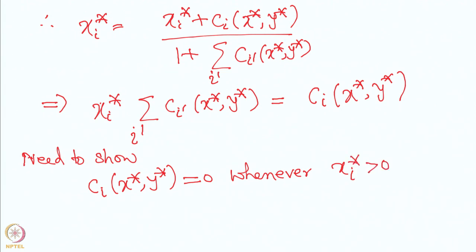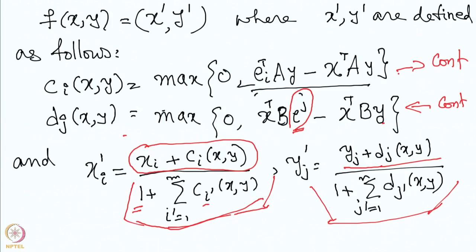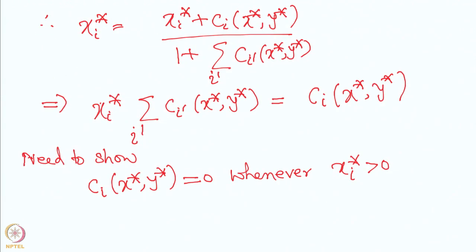So why do we want to do this? If x_i star is strictly greater than 0, that means player 1 is playing the pure strategy e_i with a positive probability. Now, look at the definition of c_i. If the player has played e_i with a positive probability, that means e_i transpose A y star should be the same as x star transpose A y star. So that should happen. Therefore, this c_i of x, y should be 0. So this has to happen whenever x_i star is greater than 0. This is essentially the idea now.